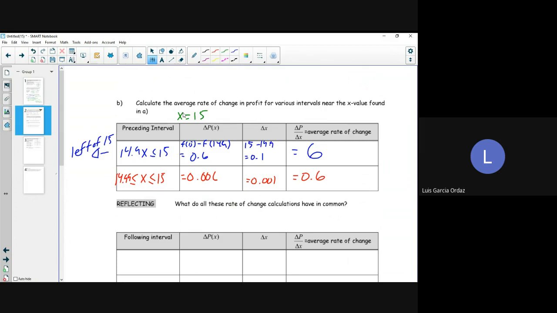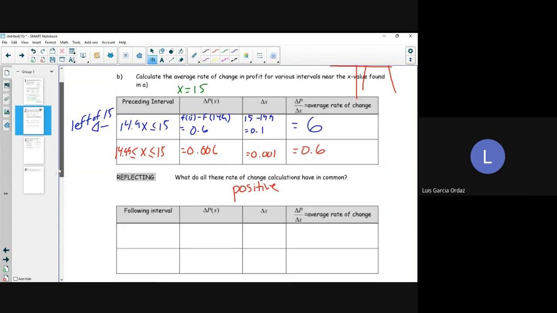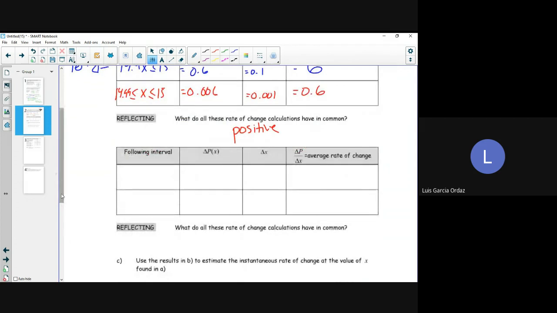Which means that these rates of change are positive. So if we look at the graph or at the equation, we have a negative a value, which means our graph is going to open down, so we're going to have a downwards parabola. So what this means is that in the preceding interval, the tangent approaching 15 from the left-hand side is going to be positive, okay? And now we're going to see what happens when we approach it from the right side.